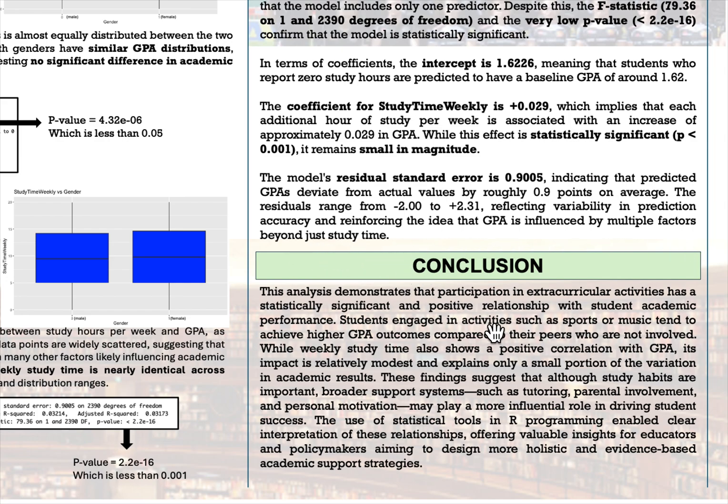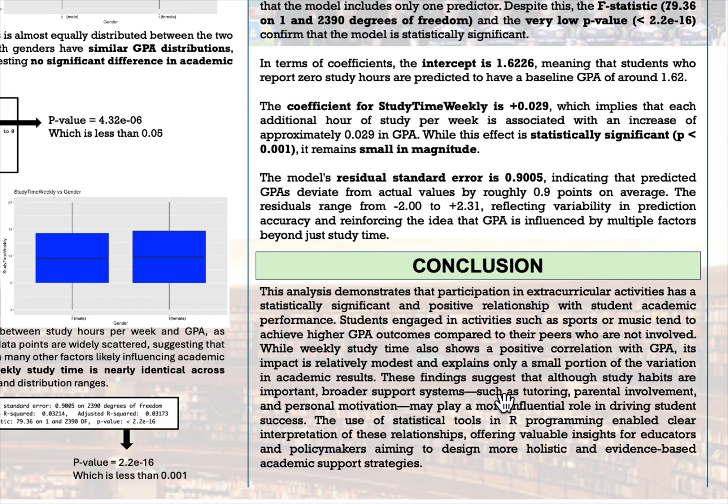For the conclusion, this analysis demonstrates that participation in extracurricular activities has a statistically significant and positive relationship with student academic performance. Students engaged in activities such as sports or music tend to achieve higher GPA outcomes compared to their peers who are not involved. While weekly study time also shows a positive correlation with GPA, its impact is relatively modest and explains only a small portion of the variation in academic results.